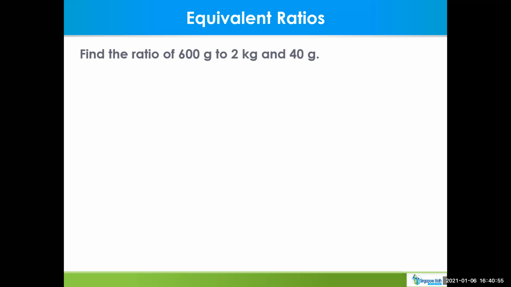Wait, what does it mean by 2 kg and 40 g? Does it mean both of them combined? Yes. So this is one quantity. This is another one. Let me just give you a hint here. How many grams are there in 1 kg? 1,000. Yes, 1,000. Good.